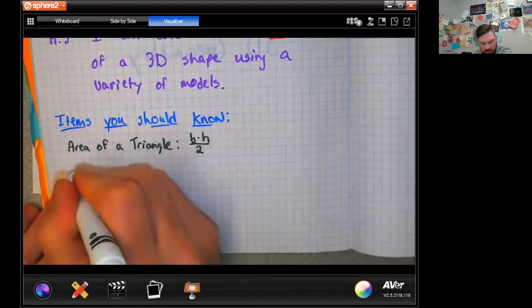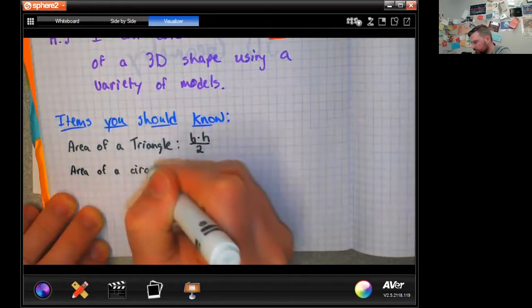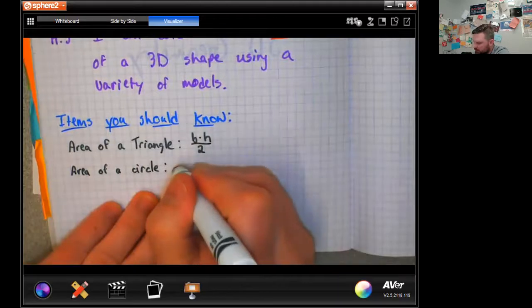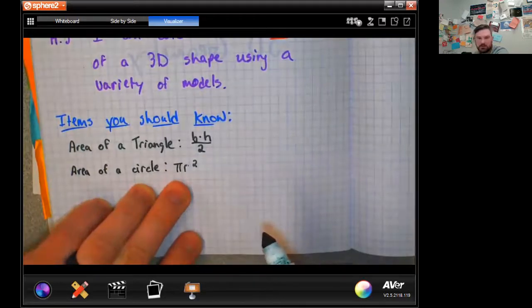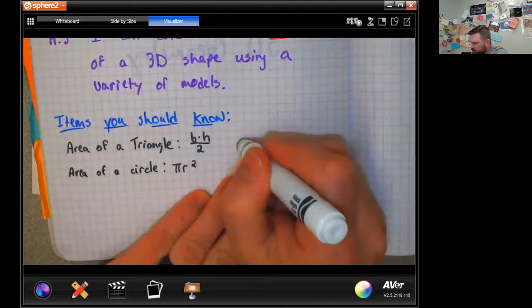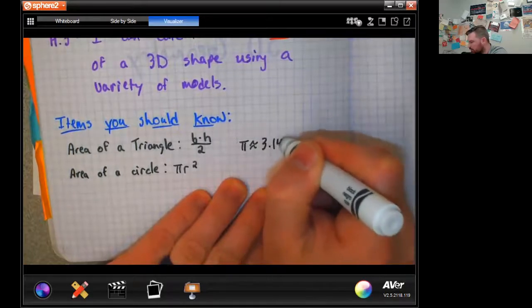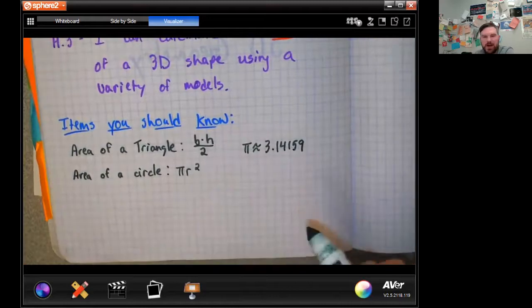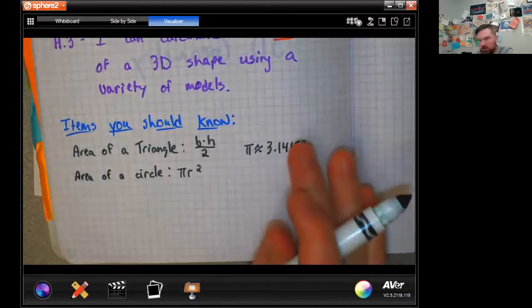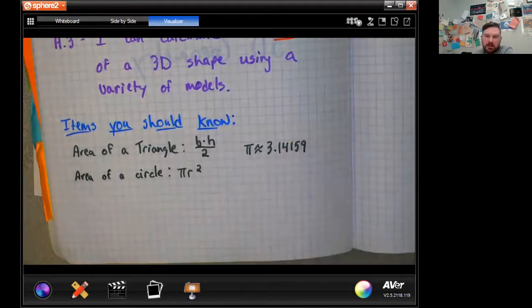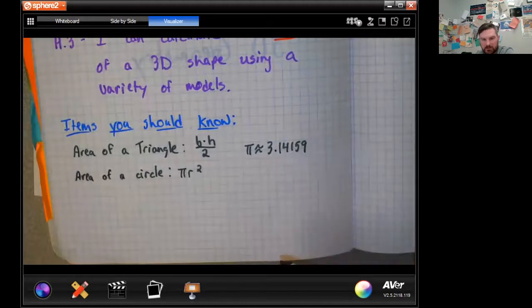The next thing would be area of a circle. And area of a circle would be pi r squared. And r in this case is the radius. If you're going to use pi, we'll put this over here. So pi is about 3.14159. So if you are not using the pi button in the calculator, you need to use this large number right here. Okay, I don't want you just using 3.14 because it rounds it too much. Okay, this 159 are some significant values as well.